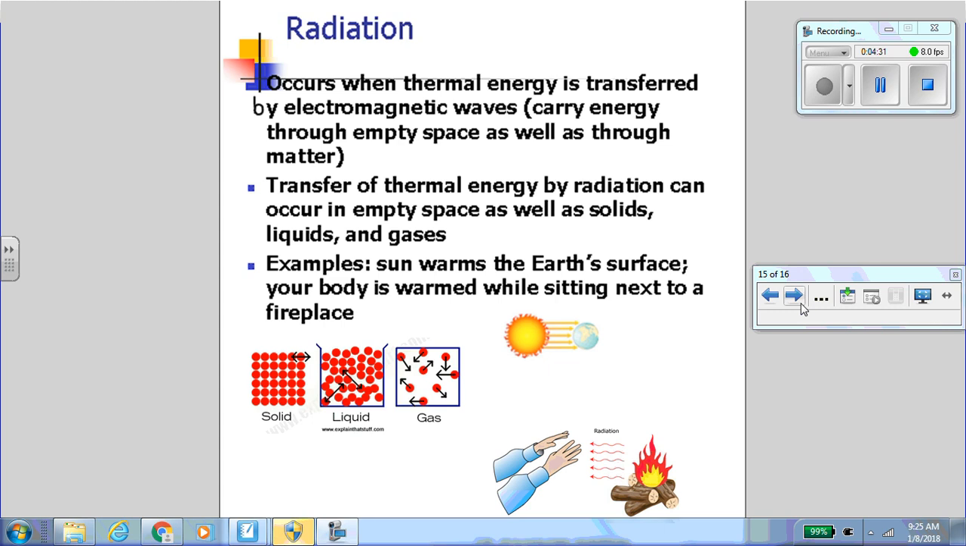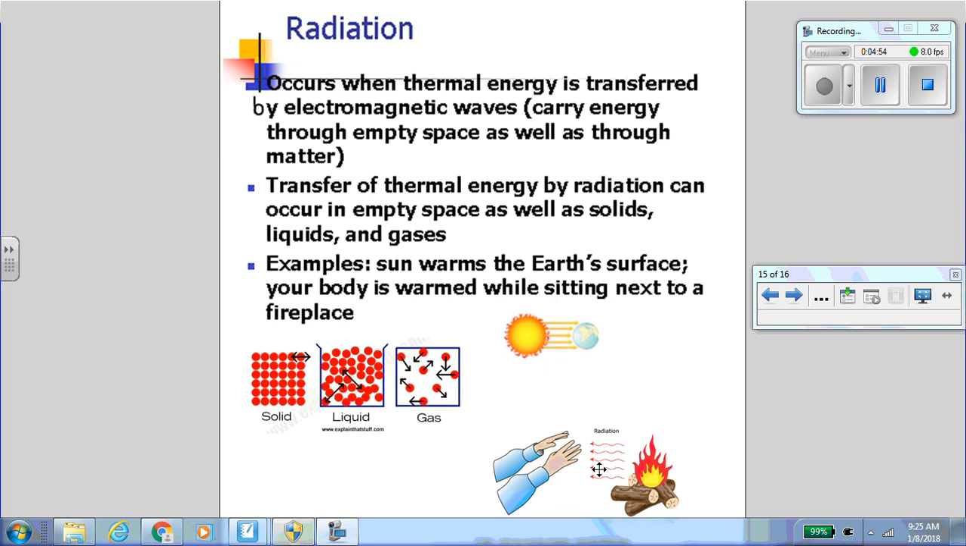Another good example would be standing in front of a fire and warming my hands, like we mentioned in the very first slide. That would also be an example of radiation. I don't have to come extremely close to the fire. I don't have to touch the fire. If I come near the fire, then that heat is going to be transferred by those electromagnetic waves, which would cause my body to feel the warmth.